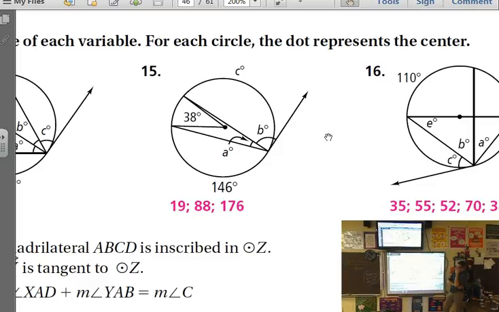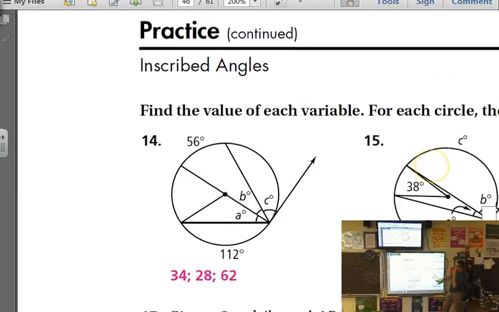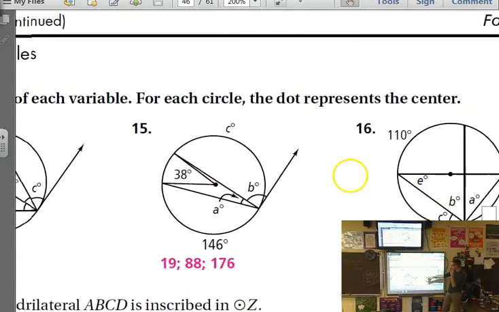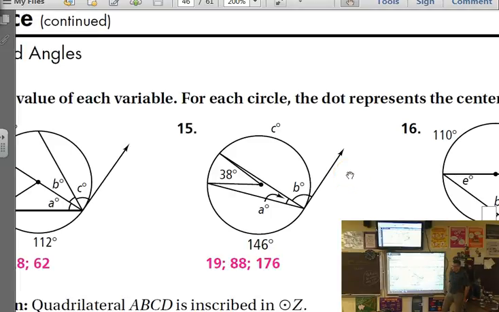Now the problem is we don't know if that ray is a tangent line. Find each variable for each circle. The dot represents the center. Yeah, we don't know that this is tangent. Man, that'd be so easy if it was.